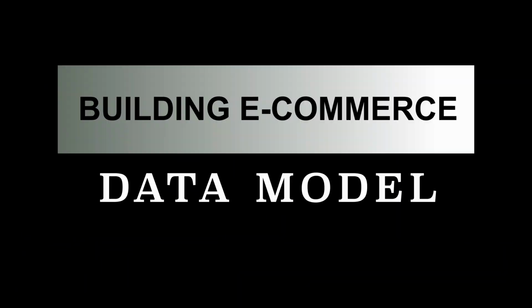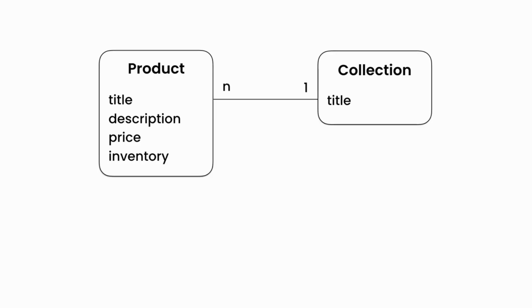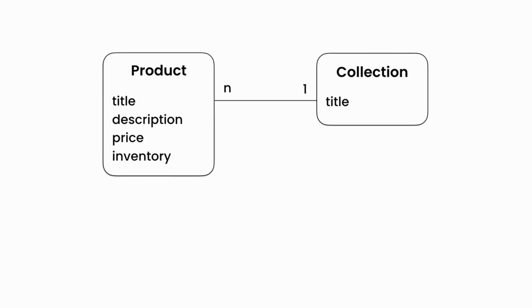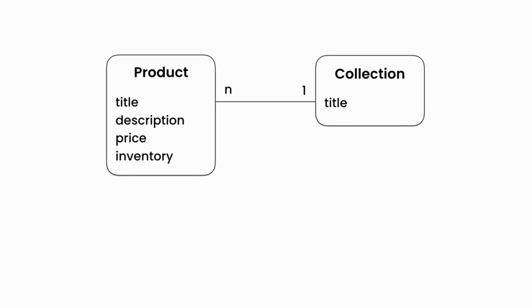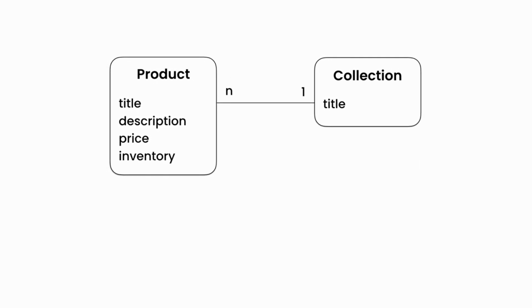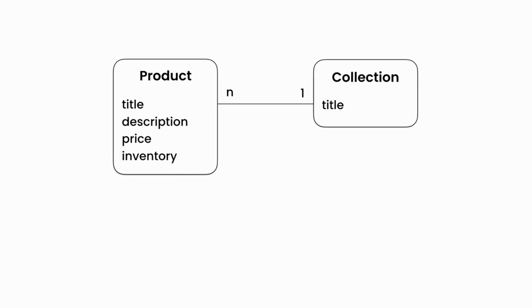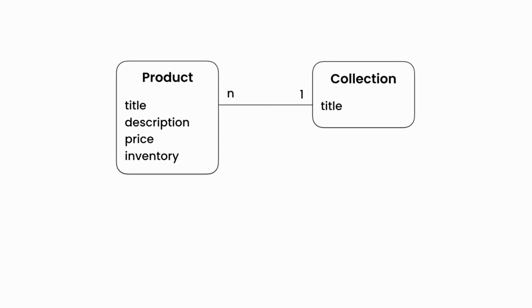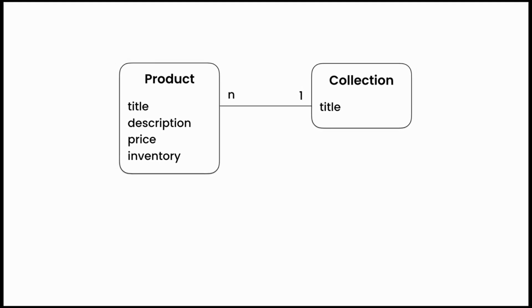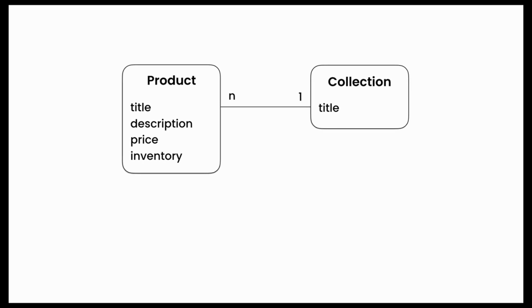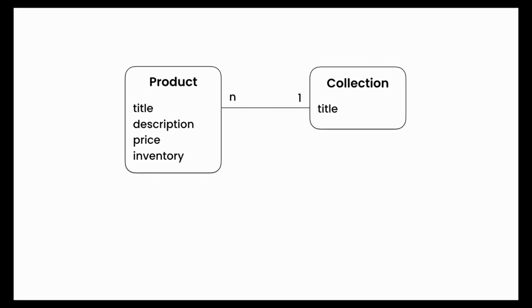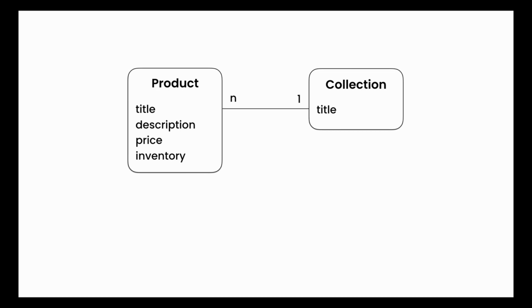And last class we had seen about data modeling, and in this class we will see building an e-commerce data model. Alright, so last class we had also seen that we had multiple products and these products belong to one and only one collection. So we had a one to many relationship between them, but we can have a many to many relationship also. We can have a one to many relationship also. We can have a one to one relationship also. That entirely depends on the user, how he wants to map it.